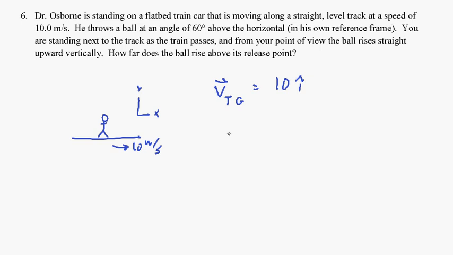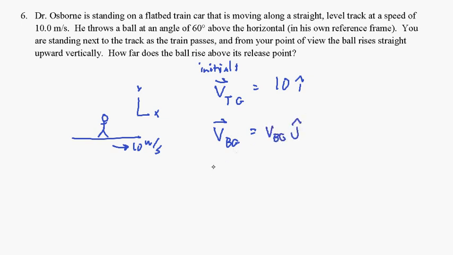Now, Osborne throws it at an angle of 60 degrees above the horizontal, and to you it appears as though the ball rises straight upwards vertically. You're in the ground's reference frame, right? So the velocity of the ball with respect to the ground, and I'm just going to call this the initial velocity of the ball. Okay, we're going to worry about the time dependent stuff later. So this is all just initial. Pretend it says initial. Okay, so it is something in the j hat direction.